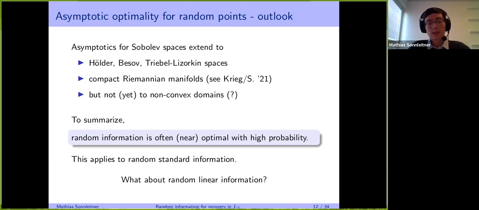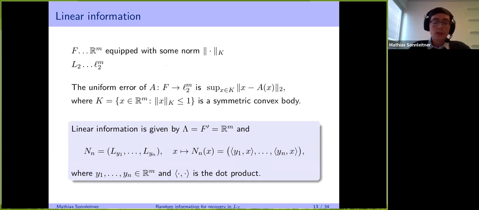So for linear information, we consider the simpler setting of the finite dimensional case with F being R to the m, equipped with some norm. And as an L2 space, we have then the L2 m space of sequences with the 2-norm. And here you take the uniform error of an algorithm again as such a supremum over the unit ball, where the unit ball is now K, a symmetric convex body.